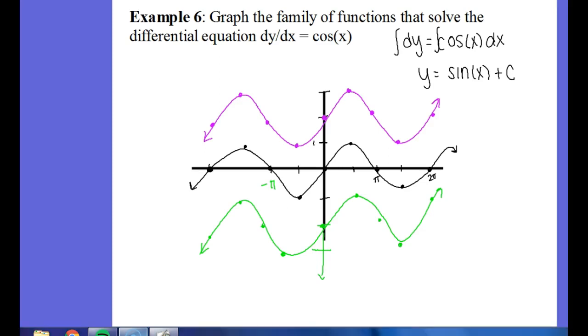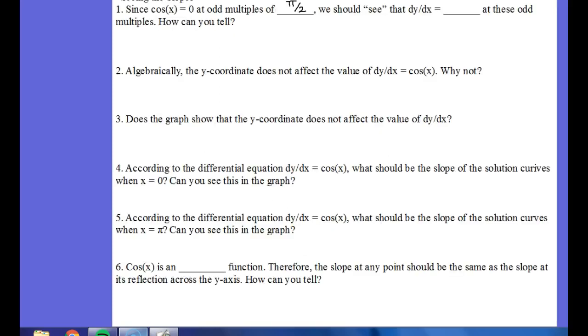The derivative of an extrema. If you look at any of these graphs at pi halves, what's their derivative? 0. They're all extremas, right? They're all maxes. The derivative of an extrema is 0. So if you were to look at the graph that we made, dy dx at pi halves would be 0.